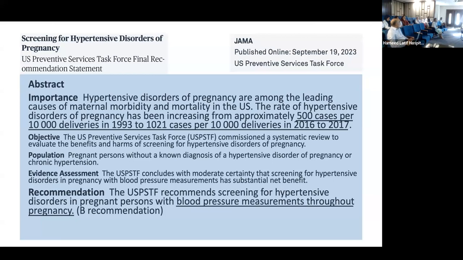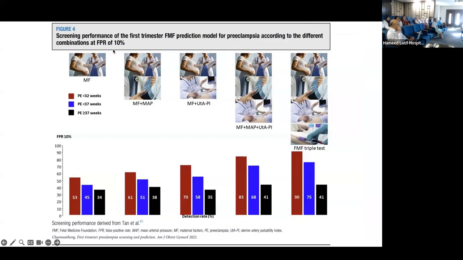And you know, this elementary and basic recommendation has come as late as September 19, 2023. Now, this is again from American Journal of Obstetrics and Gynecology 2022. This is a good pictorial which tells about the screening performance and how you can increase the identification rate.